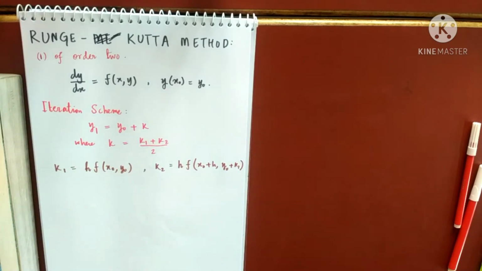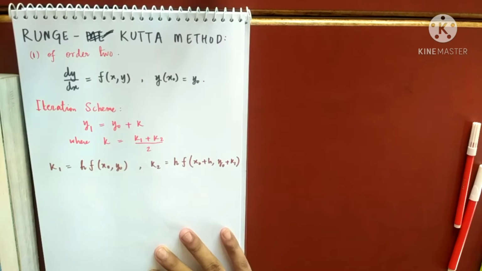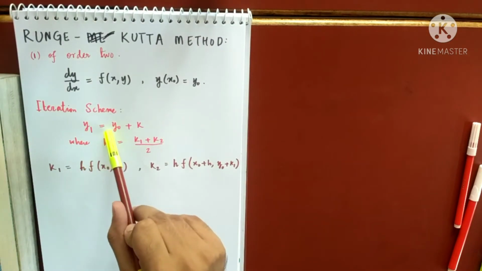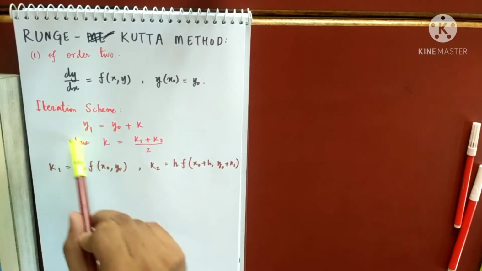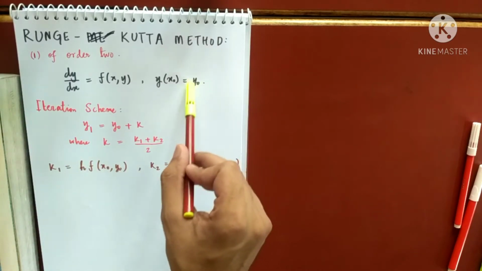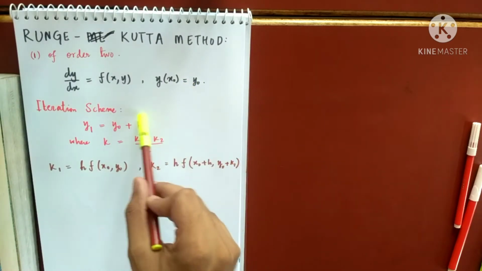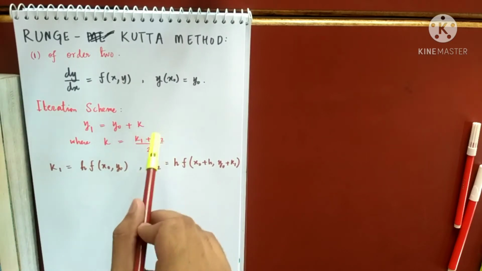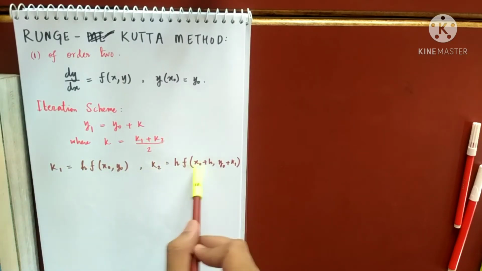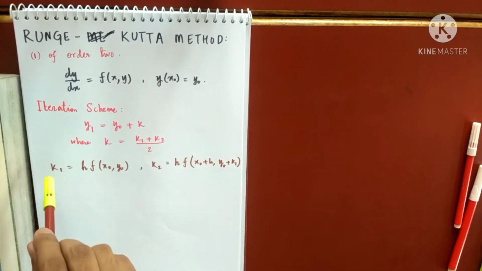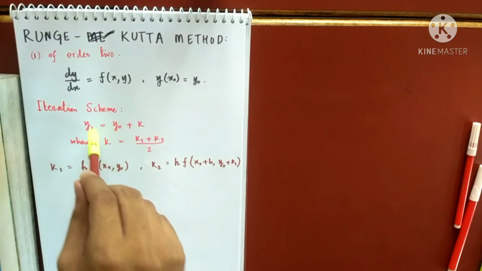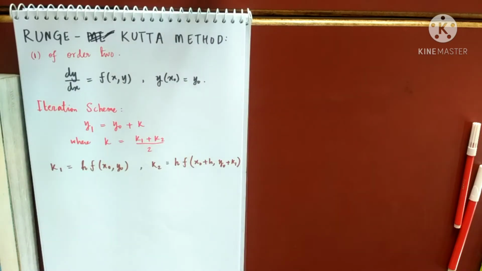So I'll tell you what exactly you have to do. This is the iterative scheme. The iterative scheme is y1 equals y naught plus k. To get the new value of y, you're adding k to the previous value. K is the average of k1 and k2. So you first have to compute k1, then compute k2. With the help of k1, k2 you find out k, and with this k you find out the new value of y, that is y1.